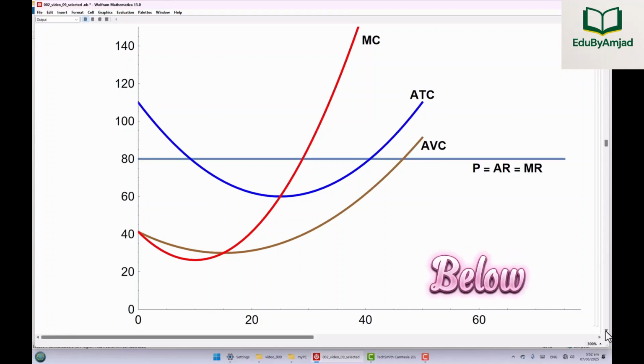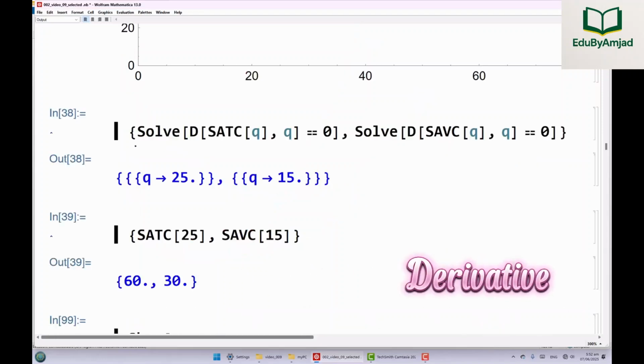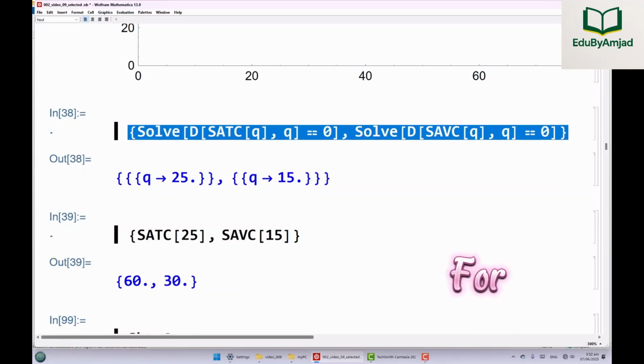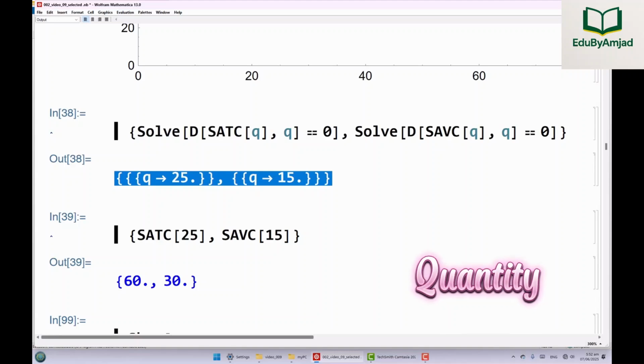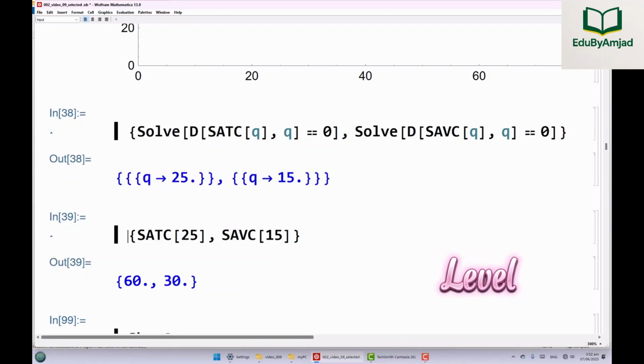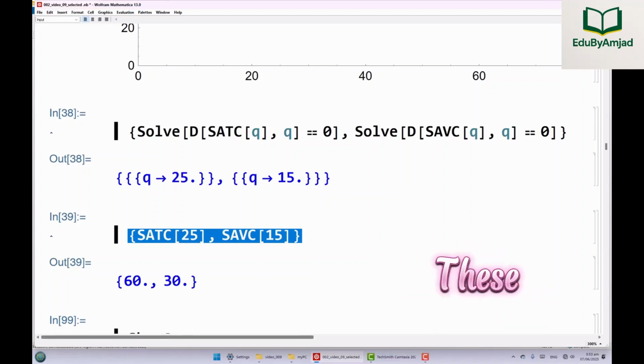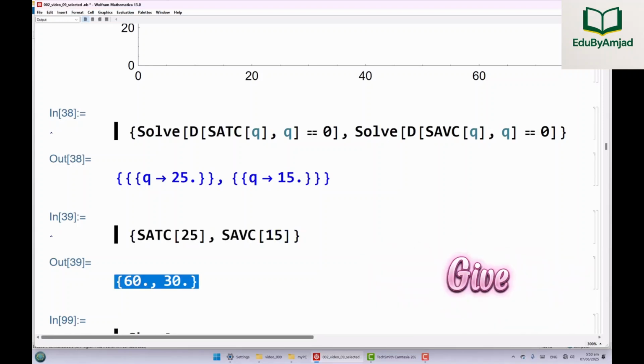When price level is below minimum average total cost, the firm incurs loss. Let's find these minima points. Take the derivative of these two cost functions and set them equal to 0, then solve for quantities. Average total cost is minimum at a quantity level of 25, and average variable cost is minimum at a quantity level of 15. Solving these functions at their respective quantities gives their cost levels, 60 and 30, respectively.